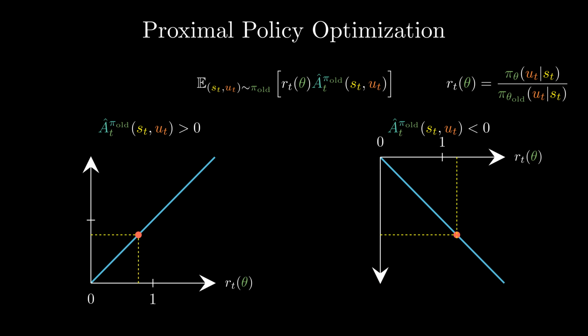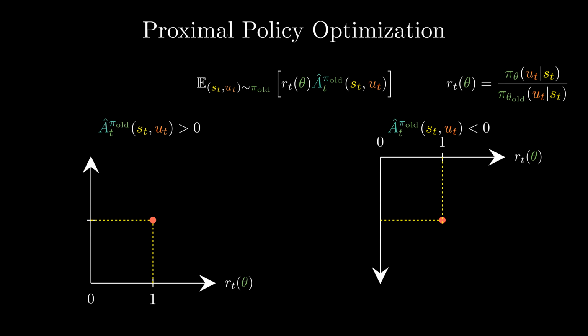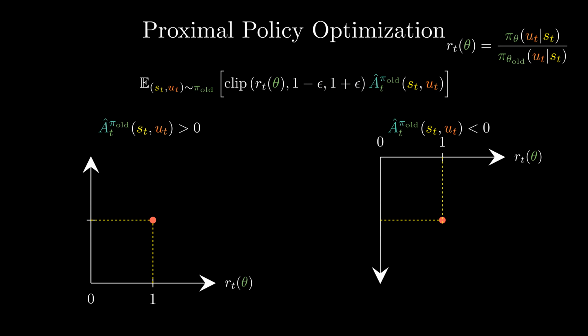However, this objective is valid only when the current policy is close to the old policy, when the probability ratio stays near 1. To enforce this, we clip the ratio between 1 minus epsilon and 1 plus epsilon. For example, when the epsilon is 0.2, the ratio R theta is clipped between 0.8 and 1.2.